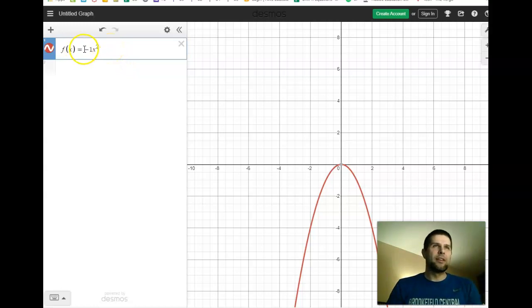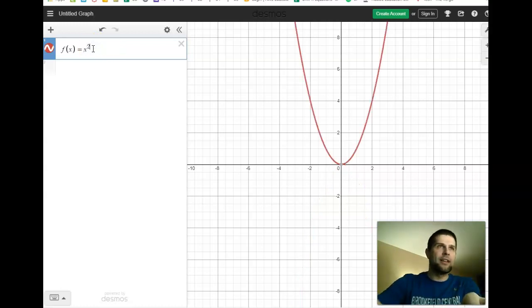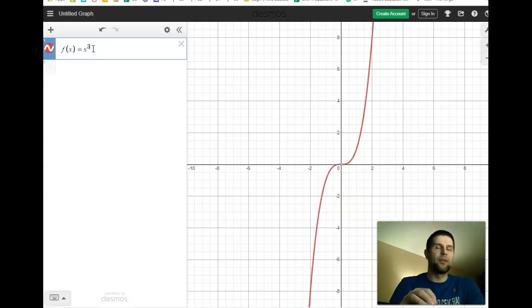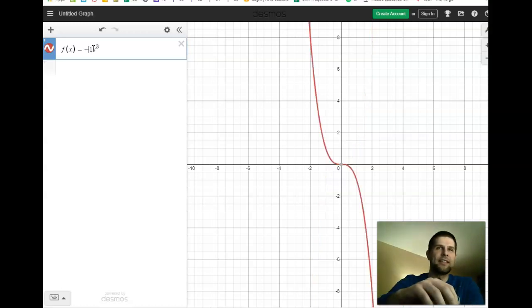So basically, the leading coefficient, as well as the degree of the polynomial, is really going to determine what the end behavior is. Now, let's go back to that x cubed. So there's the end behavior of x cubed. What if we change the leading coefficient from 1, which is what it was, to negative? You can see that it just flips.